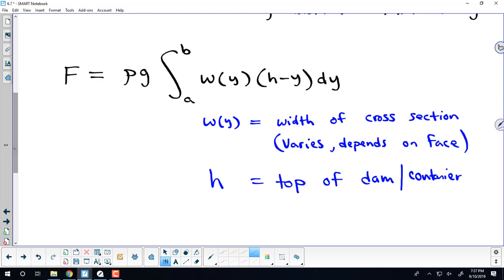So remember, I'll just write this up here, that our work formula was this here: A of y times h minus y, area times length times thickness. Work is the area times the length times the thickness. That's the only difference. The only difference really then is that area function for the work versus this width function for the force.